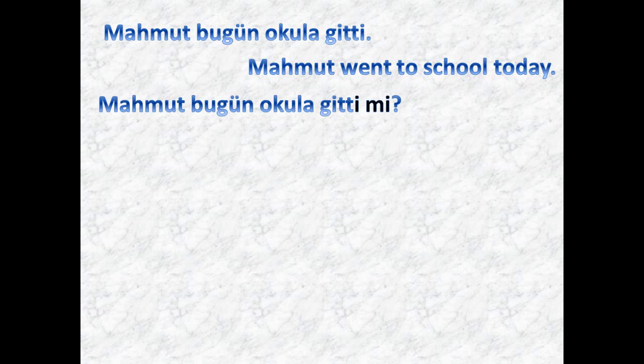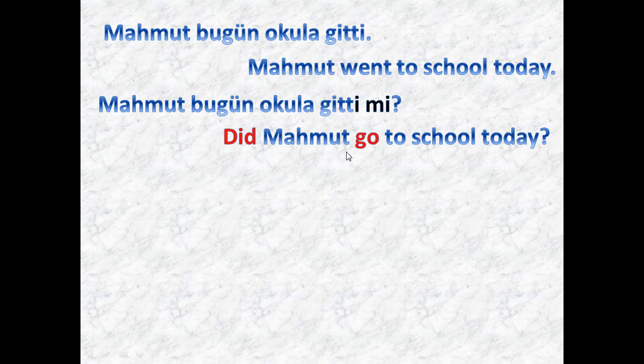Okay, here we have Ahmet bugün okula gitti mi? We have mi at the end of the sentence after the verb, and the question is, did Mahmut go to school today? We ask about the word, whether the guy has gone to school or didn't go to school. What we mean is the action, the verb. We are questioning about the verb. That's why we brought this question word right after the verb.